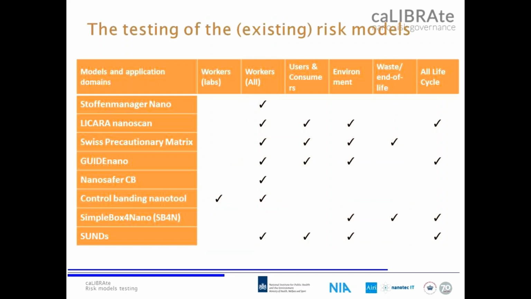Yes, you can see here the models we have selected for user testing, and we are doing a series of webinars to present these models. As you can see from these slides, the models cover the whole life cycle of a product, and of course all of them have a focus on workers' safety, but some also take into account other steps. Today SimpleBox4Nano is focusing in particular on the end of life, and I think this is quite interesting. We know from stakeholder consultations that environmental assessment and waste management are still bottlenecks for nanomaterials. And with this, I've finished my presentation.